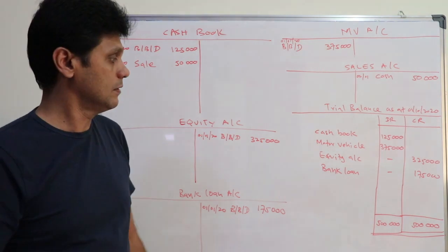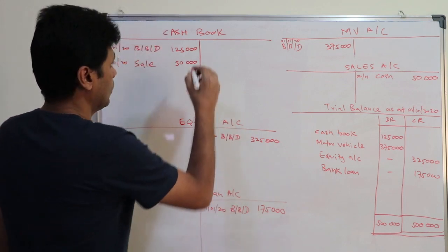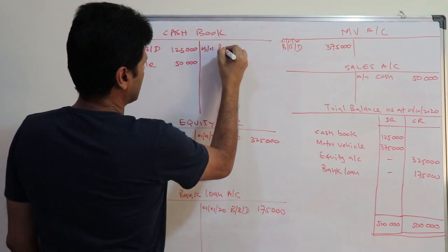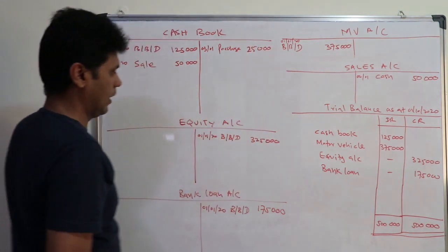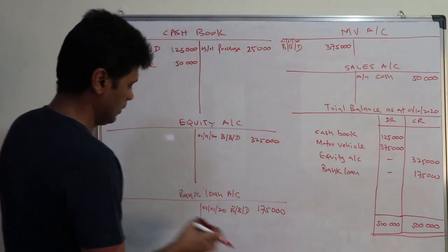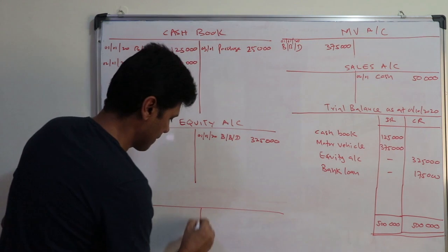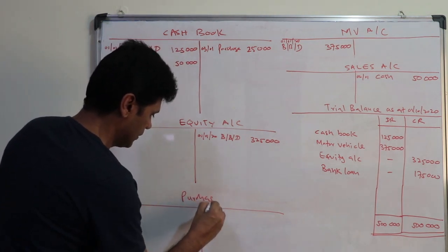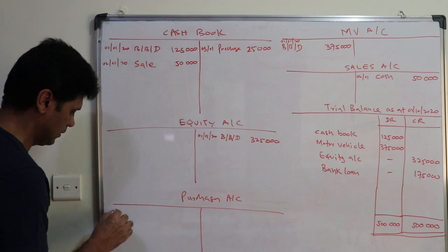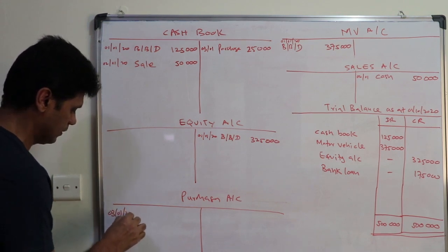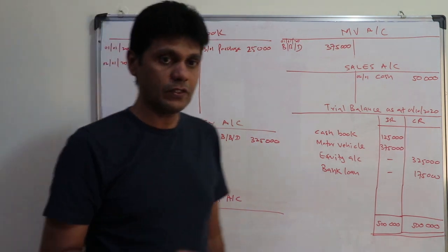What is the second transaction? Cash purchases of $25,000. Let's say 3rd January, purchases $25,000. I need to open a purchases account, so for the time being I will erase this bank loan account. This is the purchases account. How much is the purchases? 25,000. So 3rd January 2020, cash purchases 25,000. The second transaction is also recorded.